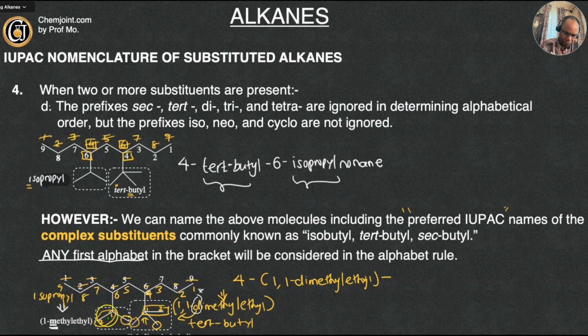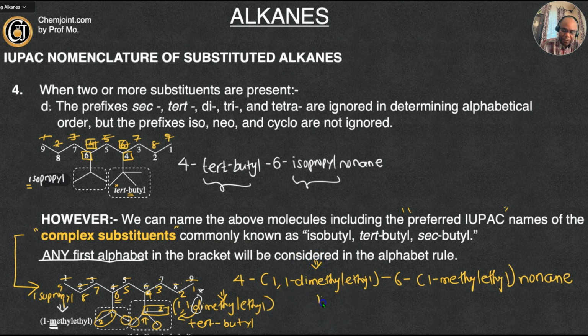Hyphen, now we are ready to represent the isopropyl, which is 1-methylethyl. Where is it? It's on carbon number 6. So 6, parentheses, 1-methylethyl, and then of course this is a non, 9 carbons in the longest chain, there's no double bond, so nane. This represents a name that avoids using isopropyl, tert-butyl stuff. Whenever you have complex substituents, this most likely is a preferred way of naming it.